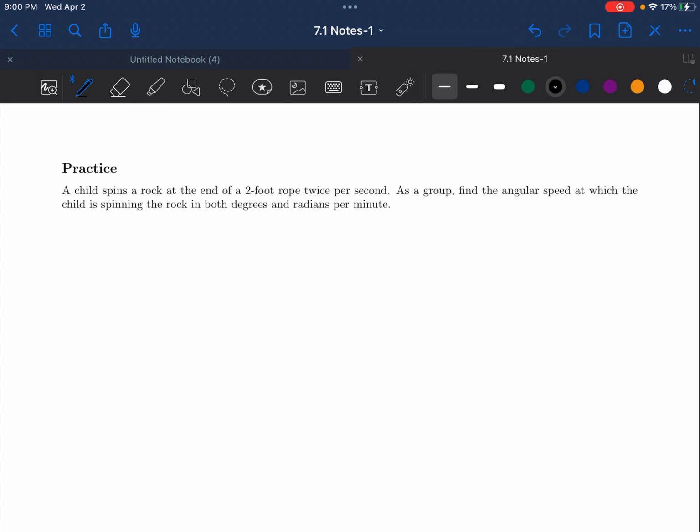So the child is spinning the rock. You should be able to make a note here for yourself, 240 pi radians per minute. The first thing you're going to need to find, of course, is in degrees per minute, the angular speed, and then you can convert that into radians per minute.